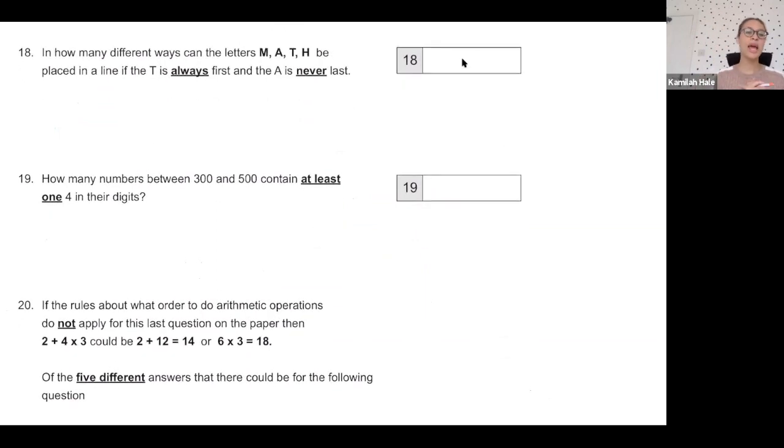So, in how many different ways can the letters M-A-T-H be placed in a line if the T is always first and the A is never last? Why don't you try that on paper? Remember to try and have some sort of system so you're not just randomly jumbling them up, because that's how you end up with duplicate answers. Give it a go.